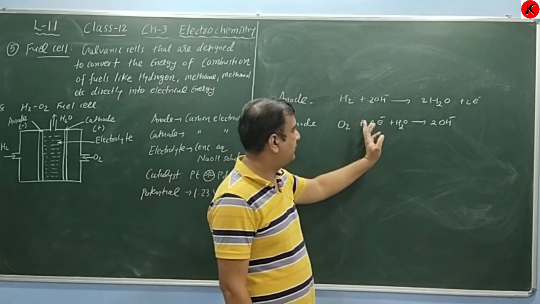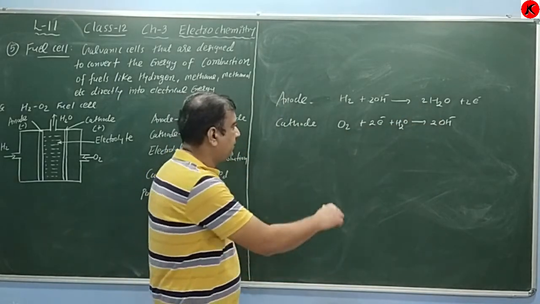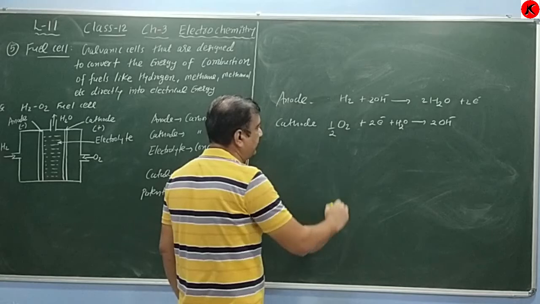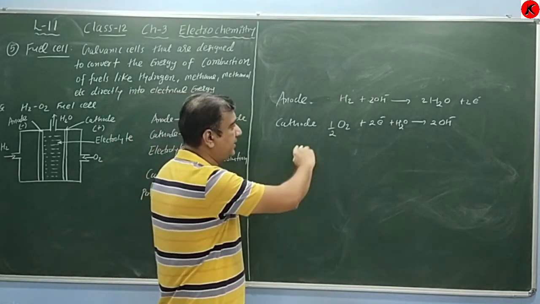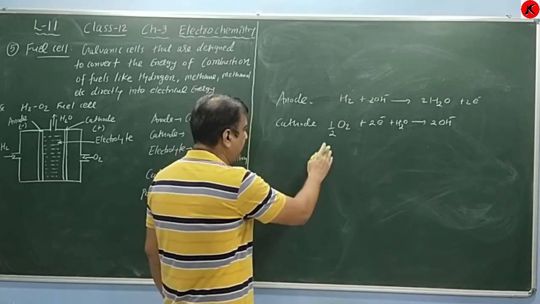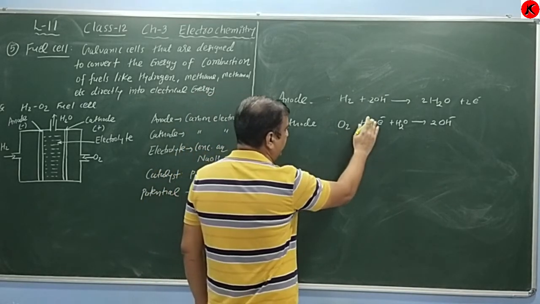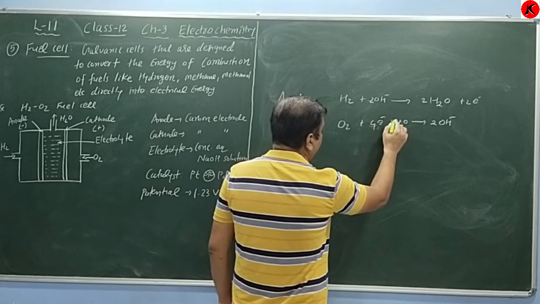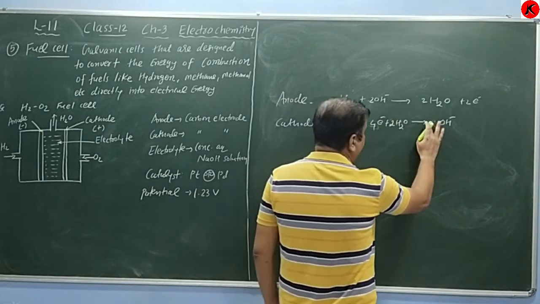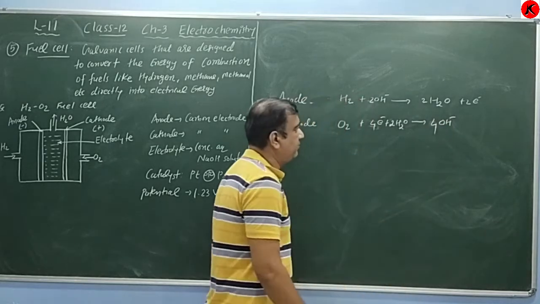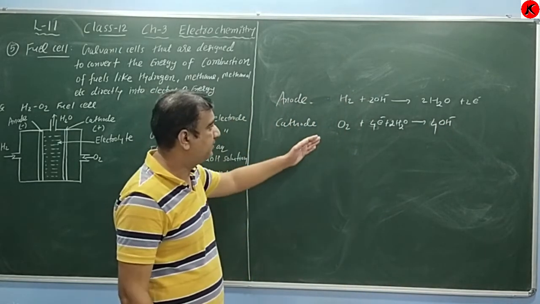Now oxygen is 3 on the left side, right side is 2. That means here 1 by 2. That means oxygen also becomes 2. Otherwise multiply this reaction by 2. And that means here 4 electrons. And then here 2H2O and here 4 OH minus. This is also a balanced reaction.